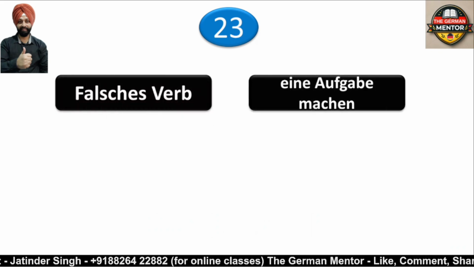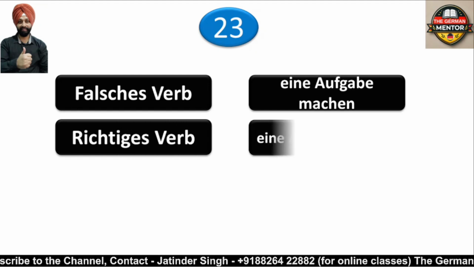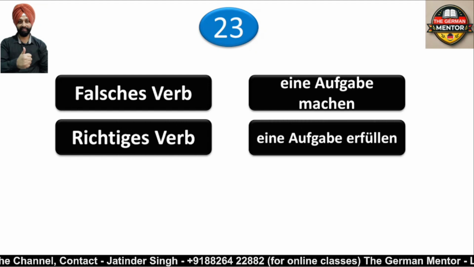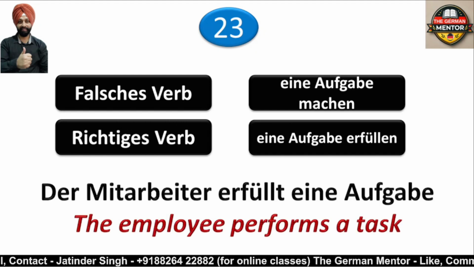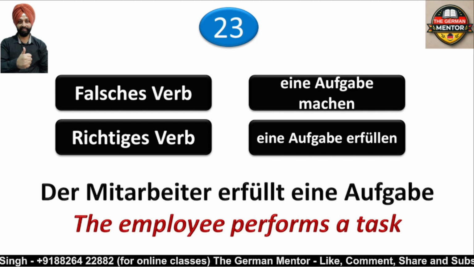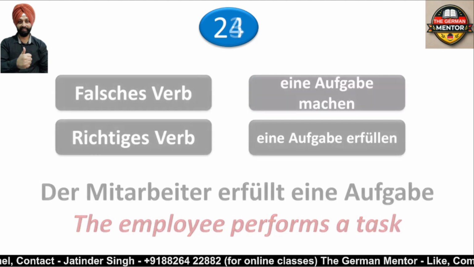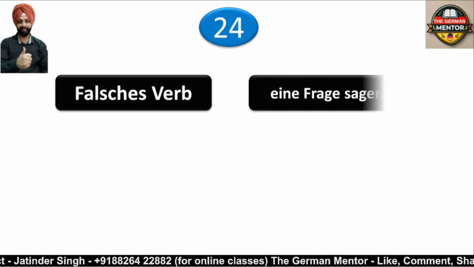First, the wrong one, eine Aufgabe machen, and the correct one which you need to use is eine Aufgabe erfüllen. Der Mitarbeiter erfüllt eine Aufgabe. The employee performs a task. Now we see the second last combination of today's session.